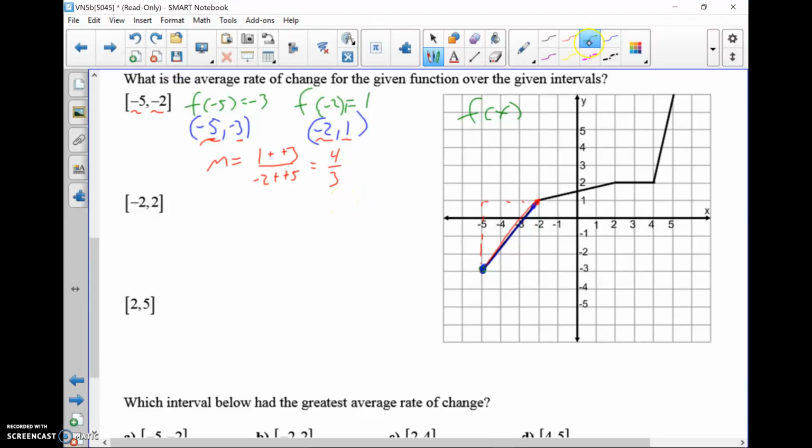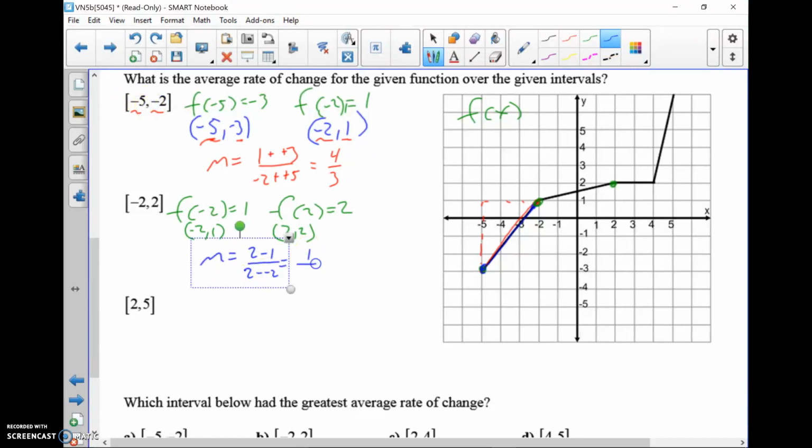Do another example from -2 to 2. Again, so that's the x value of -2, which we already know, f of -2 is 1. We did that earlier. And f of 2 is 2, right here, 2, 2. So that's -2, 1, and 2, 2. Let's do my slope formula here. M equals 2 minus 1 over 2 minus -2. 2 minus 1 is 1. 2 minus -2 is 4.